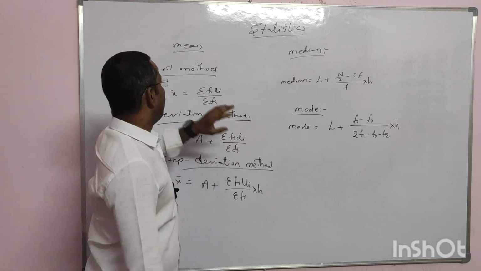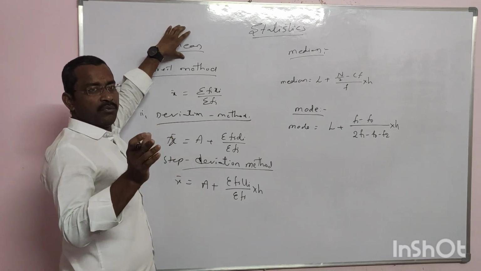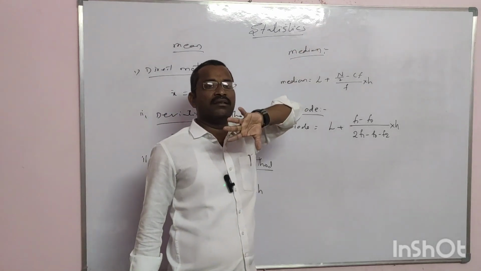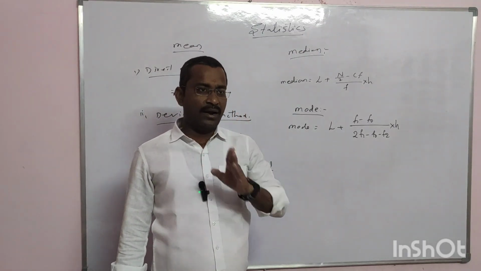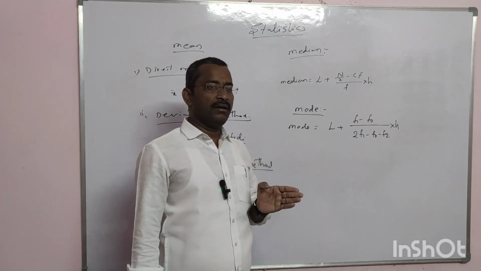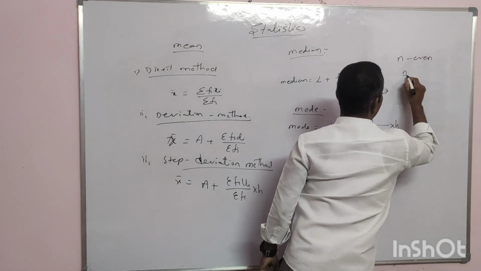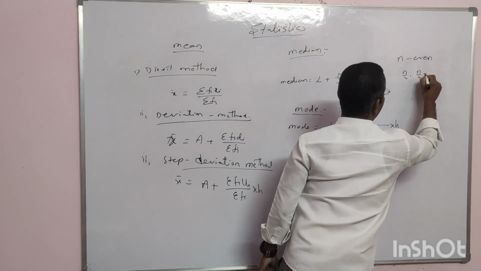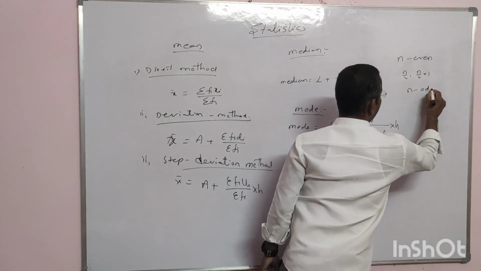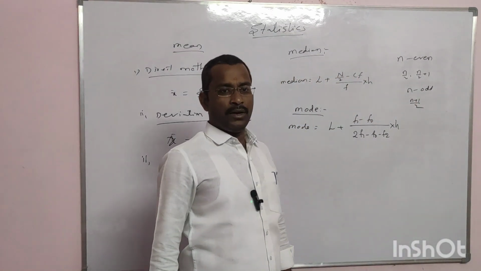For raw data, the average of the data is known as the mean, meaning the sum of the observations by the number of observations. For the median, median means the middle term. If raw data is given, you need to arrange it in ascending or descending order, and if the number of observations is even, you will have two median terms: n by 2 and n by 2 plus 1.